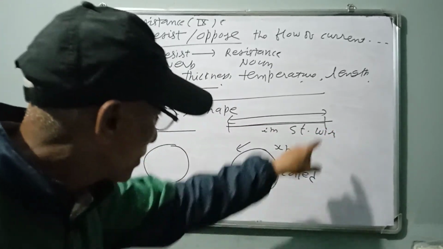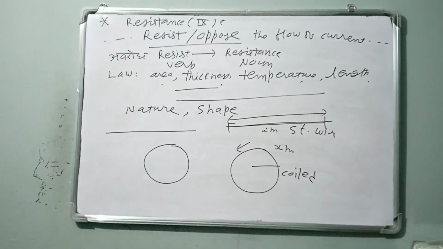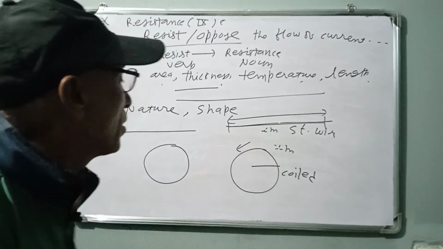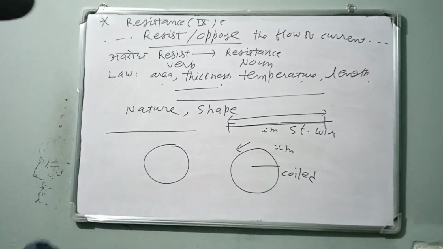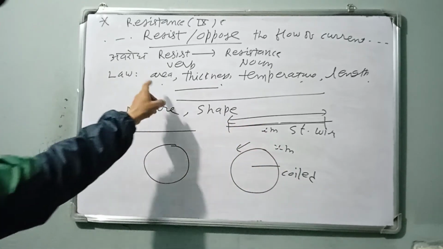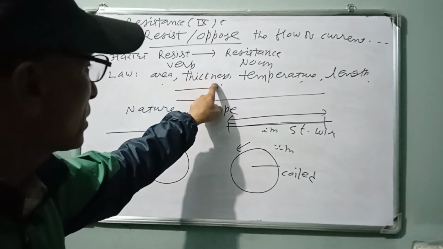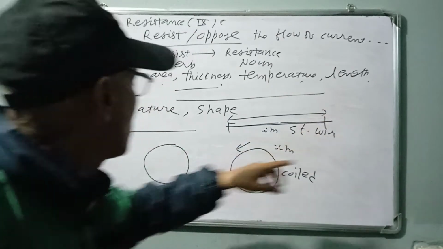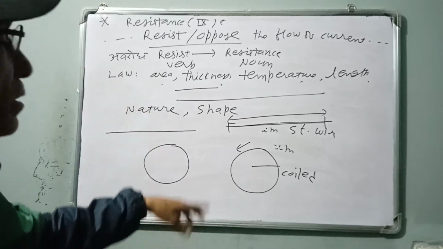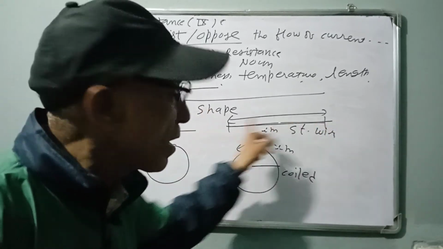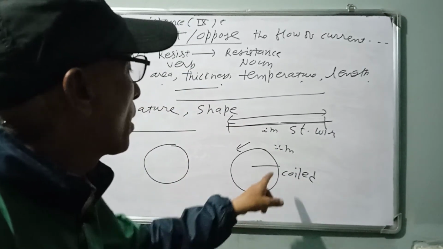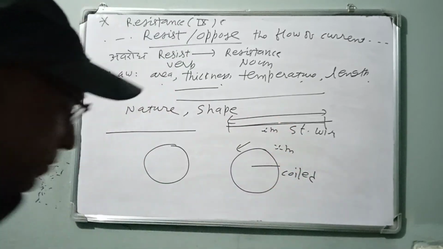Same length is considered. If we make it round, it has low resistance when straight and high resistance when coiled, and a magnetic field is created. So the resistance of a conductor depends inversely on area, inversely on thickness, directly on temperature, directly on length, and on the nature of the material, like conductor, insulator, semiconductor. Shape: a straight wire has low resistance, whereas a coiled wire has more resistance although the length is the same.